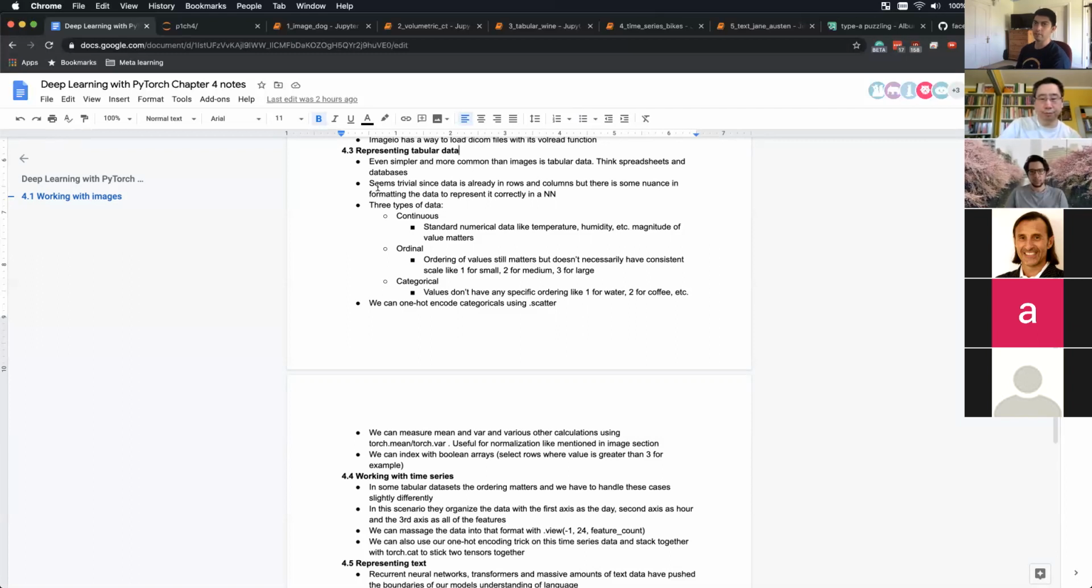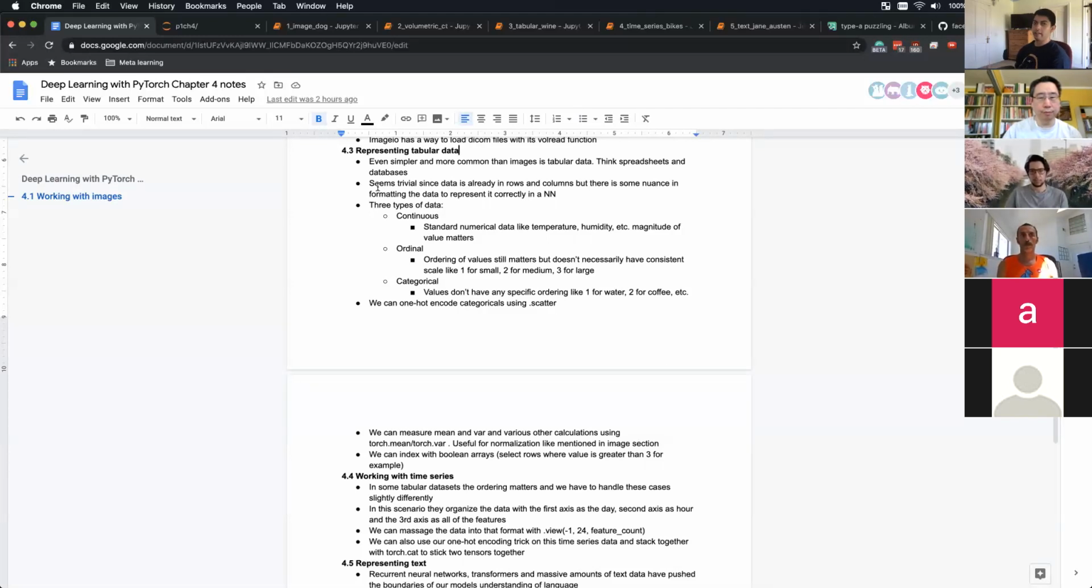Whereas you can have an ordinal. Some people might also do this categorically, but you might have small, medium, and large, and you might just encode that as 1, 2, 3. But a large is not necessarily 2 times as big as a medium. It doesn't necessarily have a standard scale. It's just whatever the numbers are assigned to.